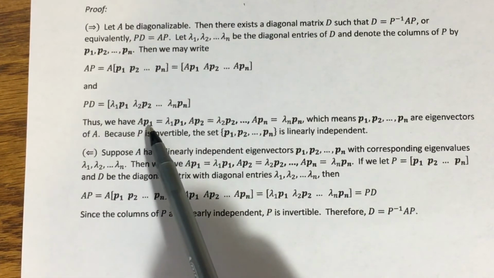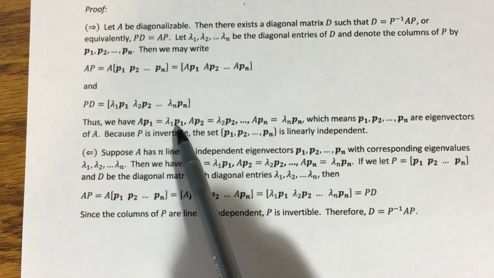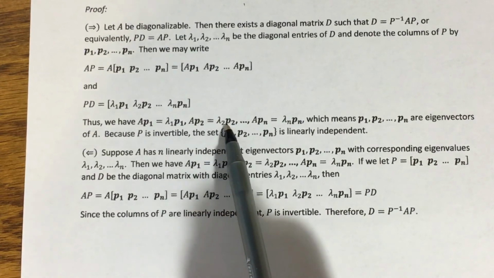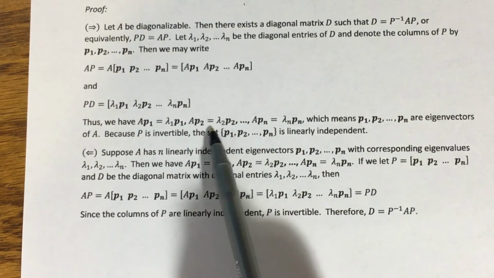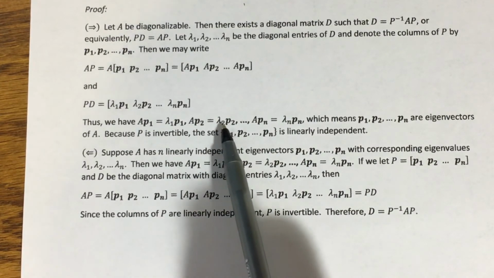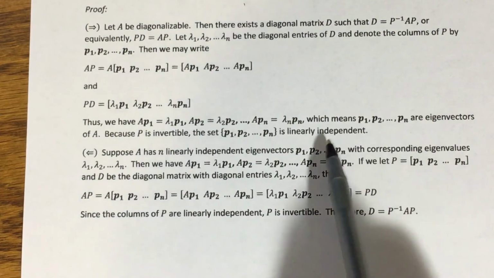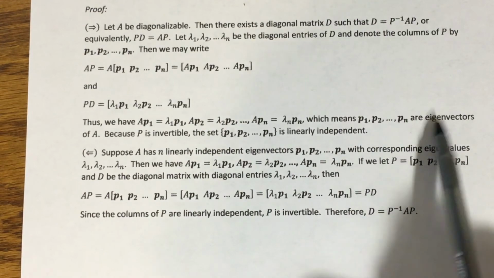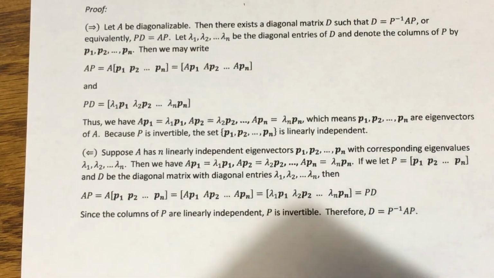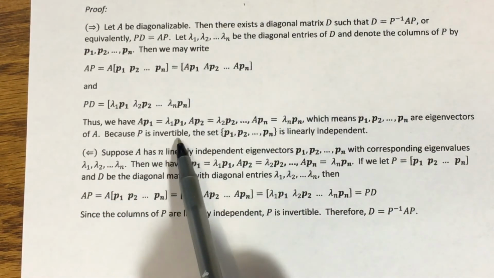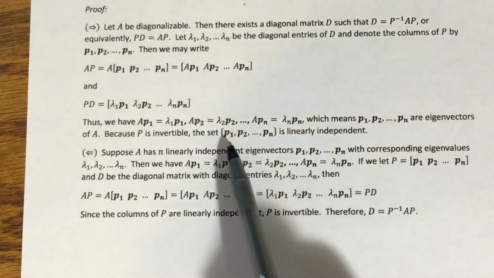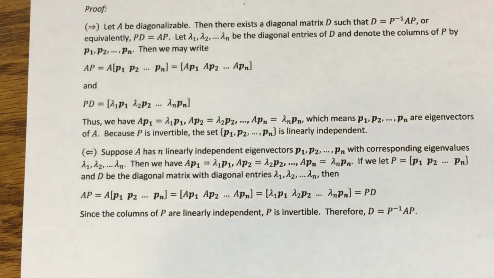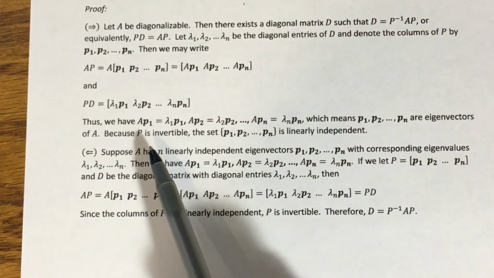So we know that this would imply that P1 is an eigenvector of A, and lambda 1 is the corresponding eigenvalue. P2 is an eigenvector of A, and its corresponding eigenvalue would be lambda 2, and so on and so forth. Therefore, all of those P1 through Pn vectors are eigenvectors of A. Finally, because P is invertible, because of our equivalence theorem, we know that all of those vectors are also linearly independent. That completes that first part of the proof.